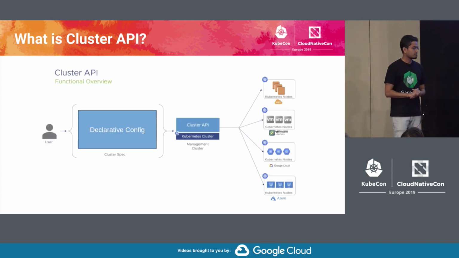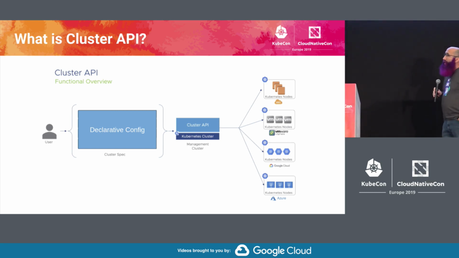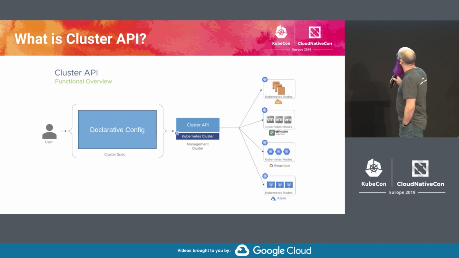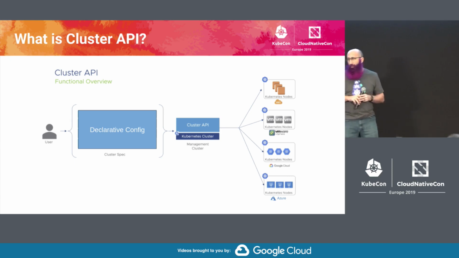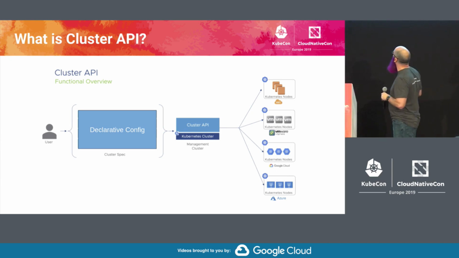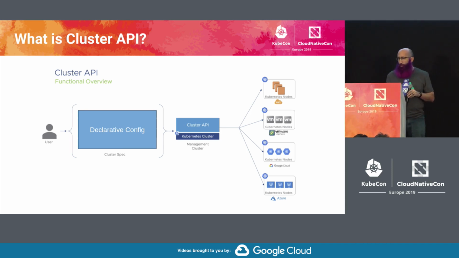All right, so at a high level, what is Cluster API? Basically, it's a way for a user to provide some type of declarative config to the Cluster API controllers, and on the other end, get some type of Kubernetes cluster. And that Kubernetes cluster isn't tied to any particular cloud provider, and you can potentially deploy clusters across multiple cloud providers.